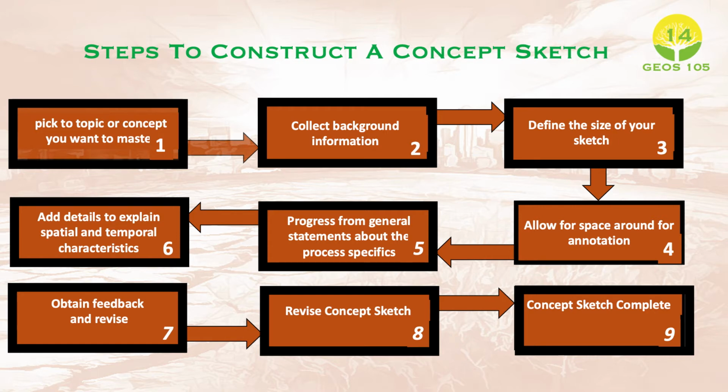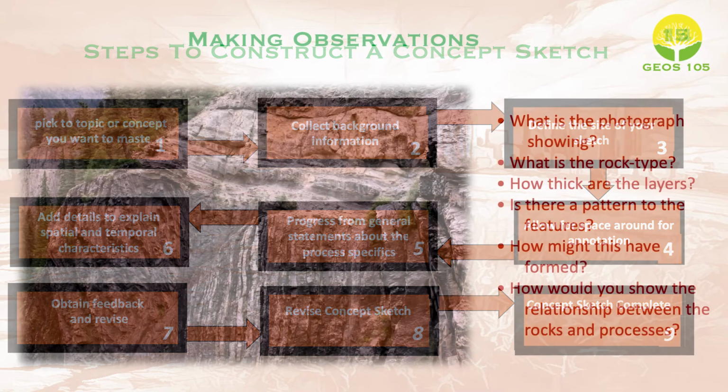Place your sketch on the page to allow space around for annotation. Begin with general statements about the process. Add details to explain spatial and temporal characteristics. You will get the chance to put these steps in use in your company projects. We will also give you some more tips on constructing your concept sketch during company meetings.